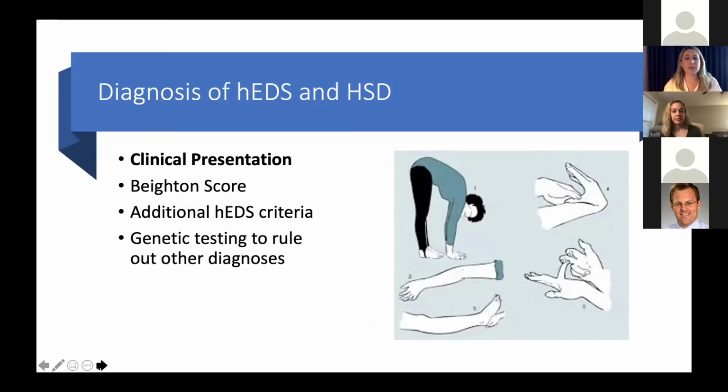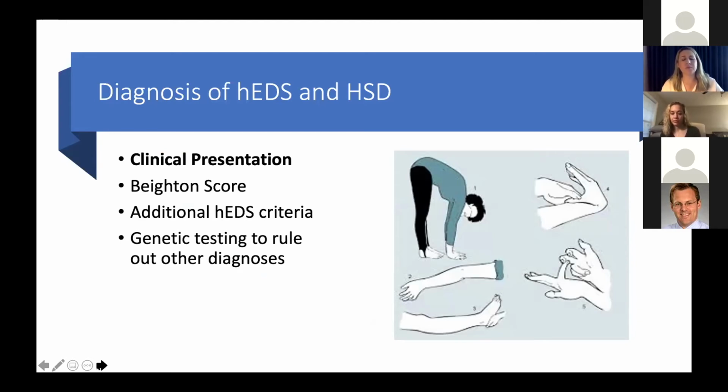When we look at these dancers clinically, there's a lot of conversation in the literature about diagnosis of hypermobile EDS or hypermobility spectrum disorders. You'll hear all of these different terms thrown around. And really the important thing for you all to remember is to base this on a clinical presentation.